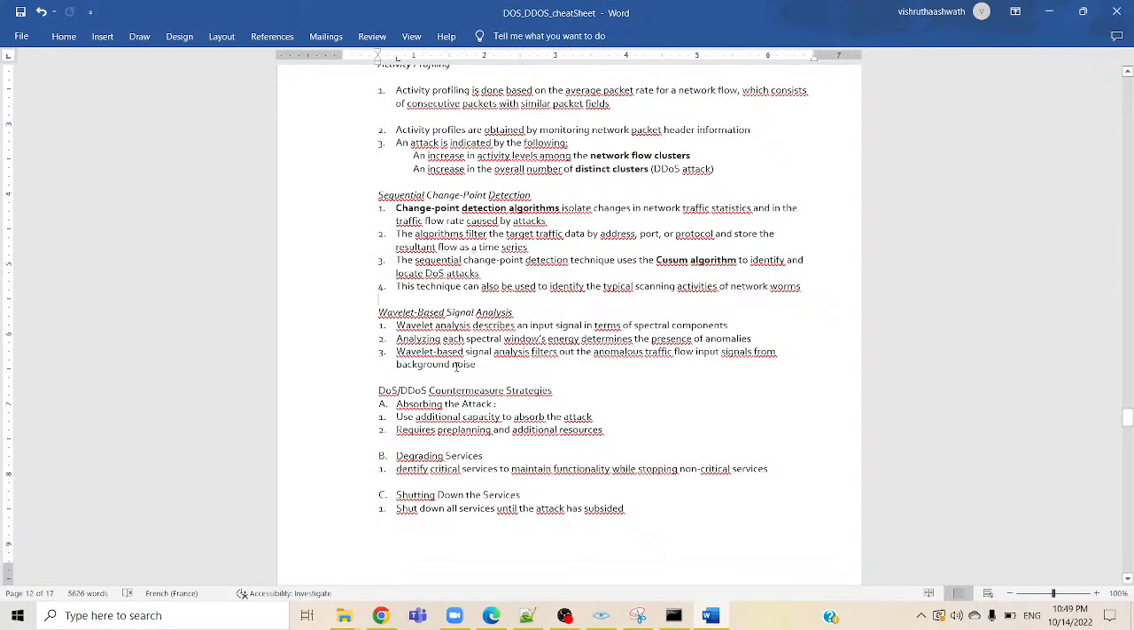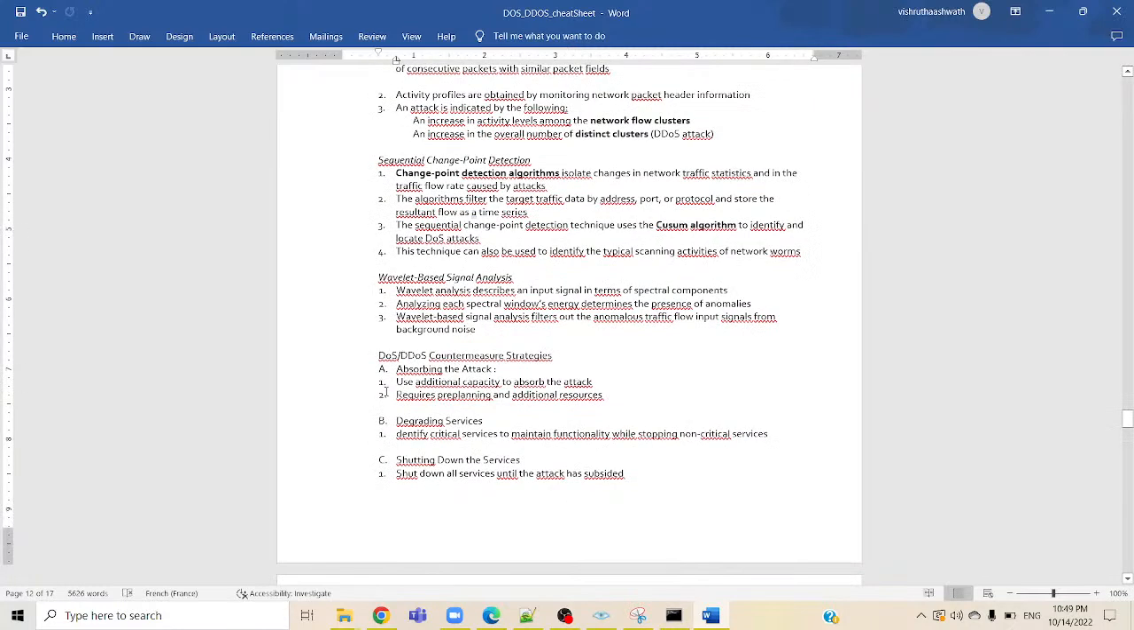Wavelet-based signal analysis. Wavelet analysis describes an input signal in terms of spectral components. Analyzing each spectral window's energy determines the presence of anomalies. Wavelet-based signal analysis filters out the anomalous traffic flow from background noise.